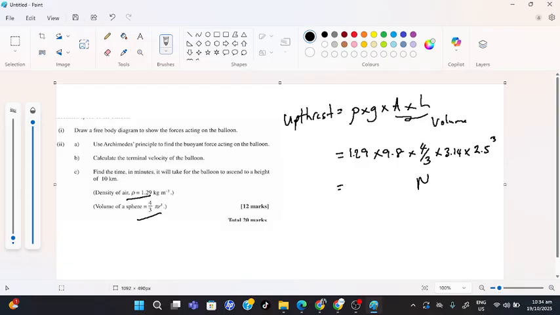I got 801.68 newtons. That's all I got. Take a screenshot and you can send it across. Whoever can calculate terminal velocity now.